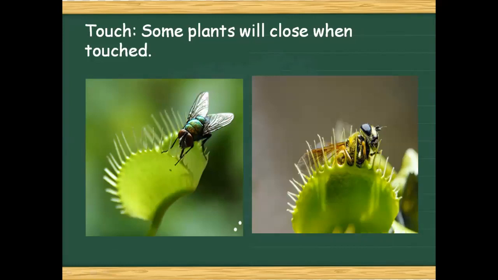Now, another one is touch. Some plants will close when touched. We have a couple of pictures here of a Venus flytrap, and you'll see that this fly has landed on the open Venus flytrap. And as the plant feels the fly's touch, it closes so it can trap the fly and then eat the fly for its nutrients.